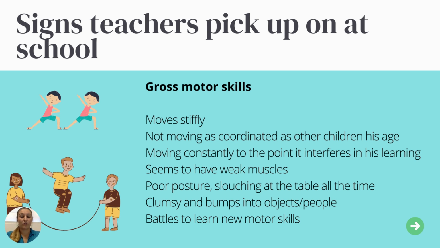So different signs for gross motor skills could be children that move stiffly when they're participating in play or outside gross motor play. They are not moving as coordinated as some of the other children their age. They're moving constantly, perhaps to the point that it interferes in their daily learning. They can seem to have really weak muscles. They can have a poor posture, slouching at the table throughout the day. Some children can come across as really clumsy and constantly fall down or bump into other friends. They can battle to learn a new motor skill and find this very hard.